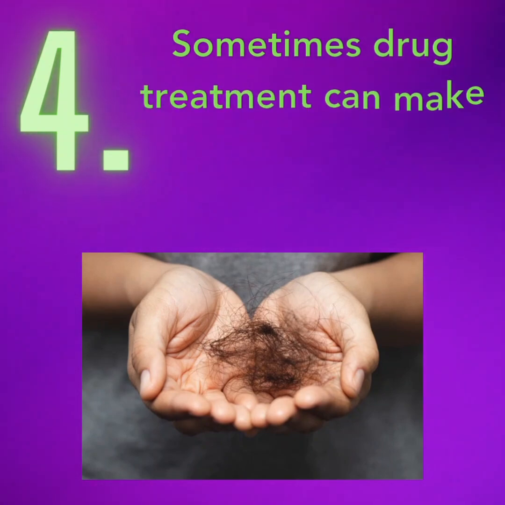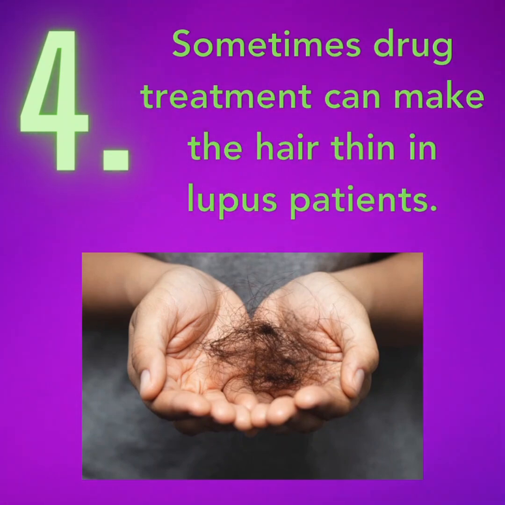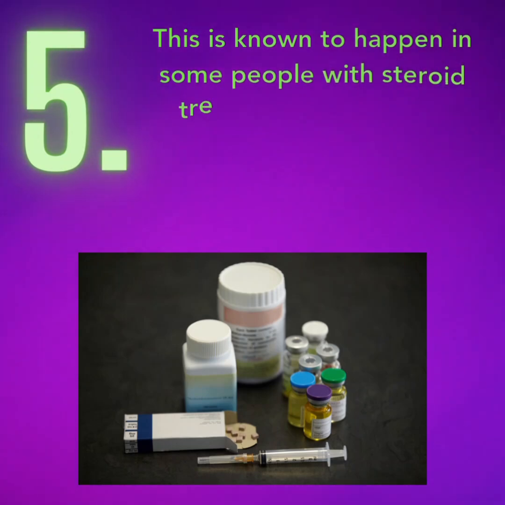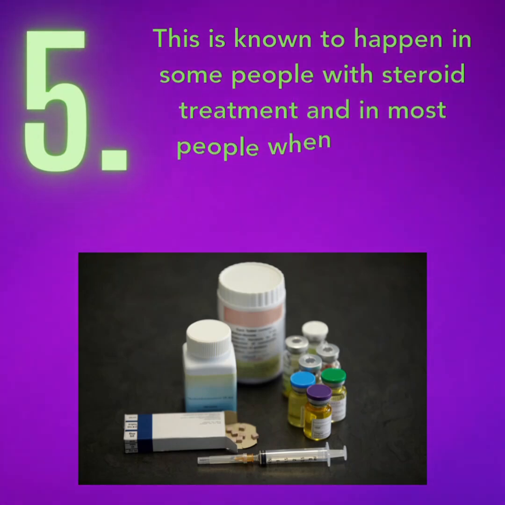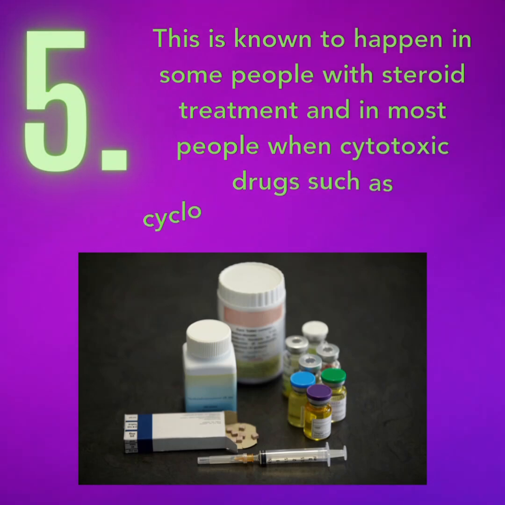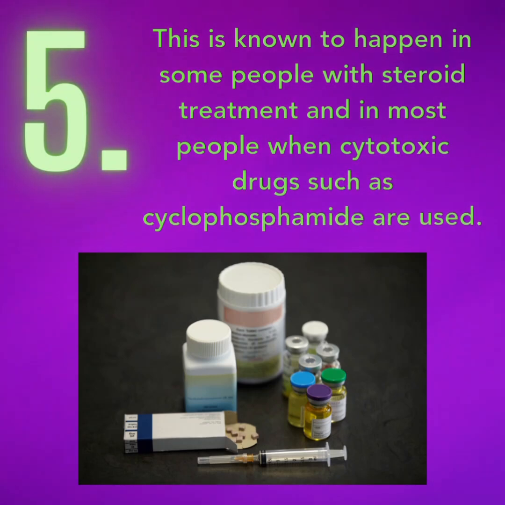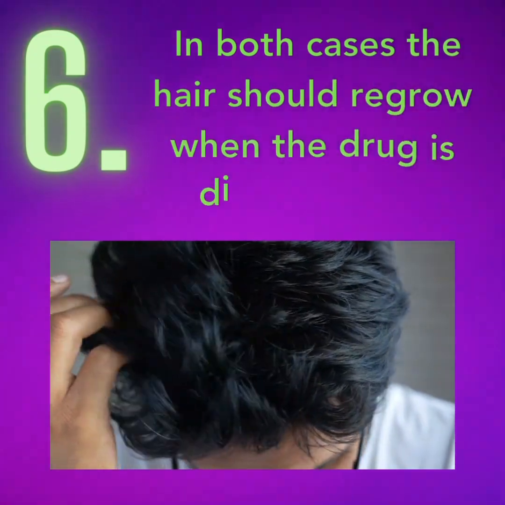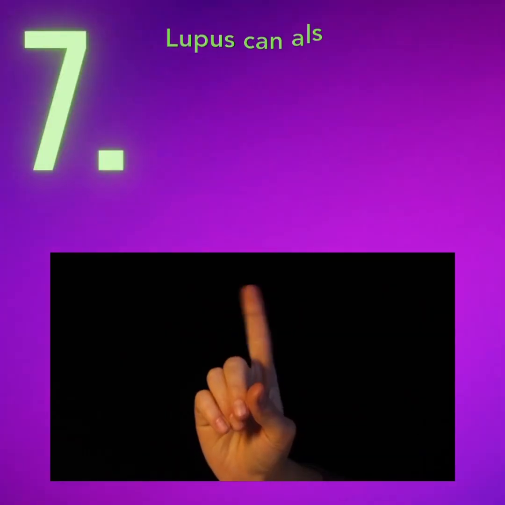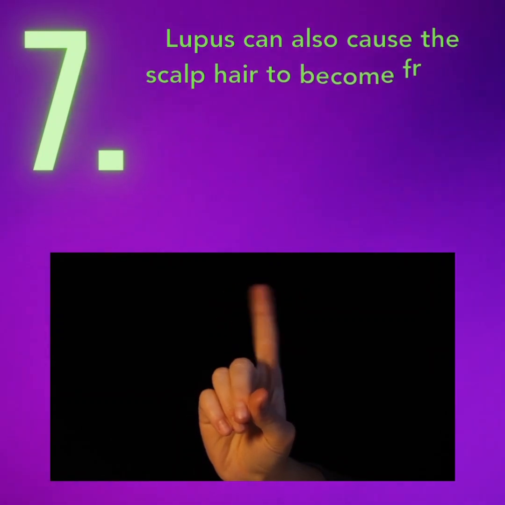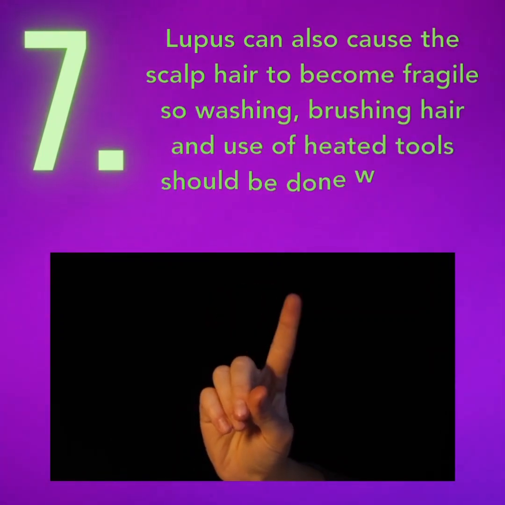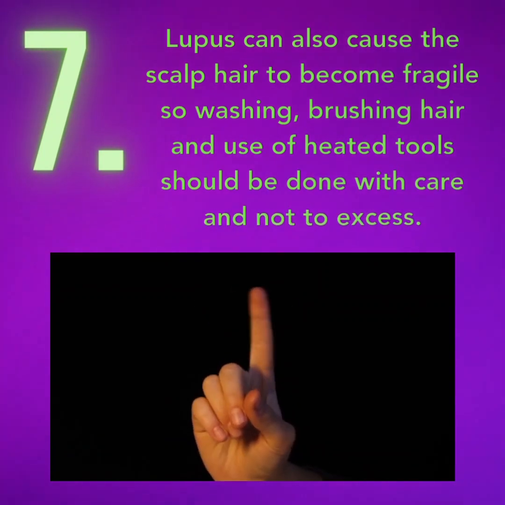Sometimes drug treatment can make the hair thin in lupus patients. This is known to happen in some people with steroid treatment and in most people when cytotoxic drugs such as cyclophosphamide are used. In both cases, the hair should regrow when the drug is discontinued. Lupus can also cause the scalp hair to become fragile, so washing, brushing hair, and use of heated tools should be done with care and not to excess.